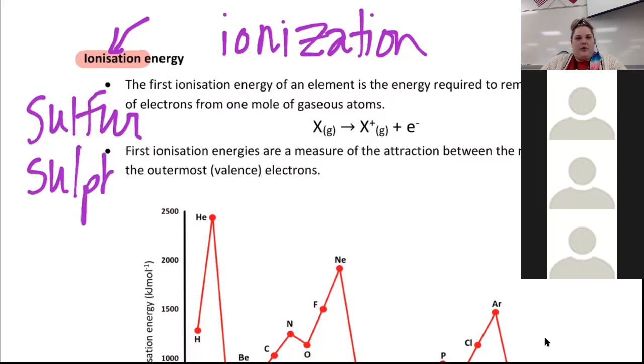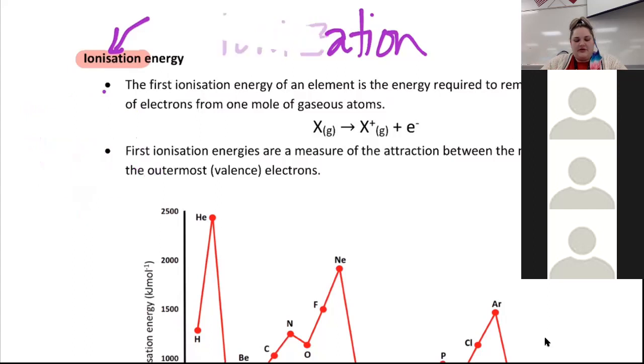So ionization, you can do with a Z or an S either way. I would say do the Z because that's the American spelling. But it's not a typo. It is the same thing. It's just another way of writing it.